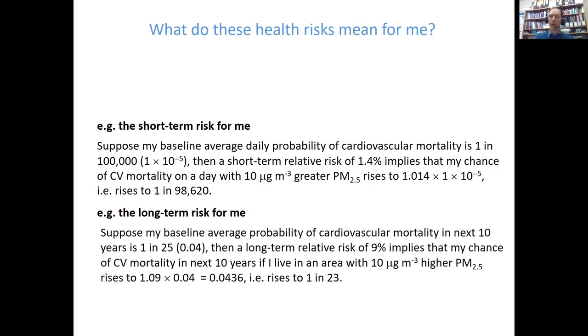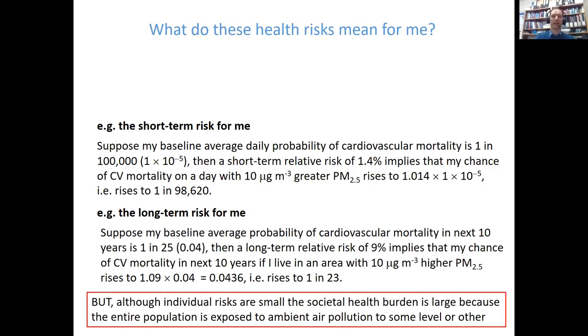So if you look at the individuals, the health risks are thankfully quite small, these risk factors, but the health burden overall for society is so large because, of course, everyone in the population is being exposed to air pollution. So the multiplier on the population in a country is tens of millions, and around the globe, of course, it's in the billions. So there's a very large multiplier there.